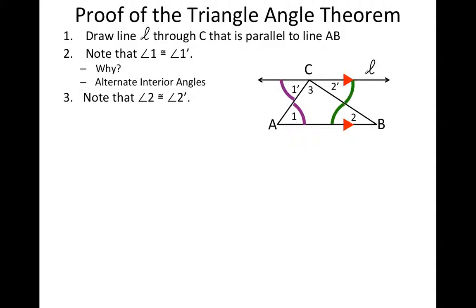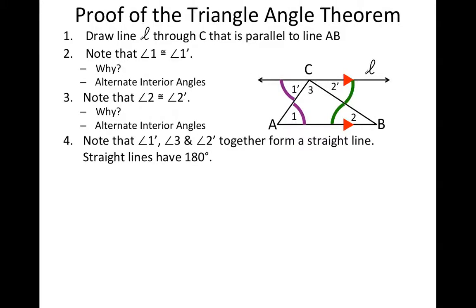Also note that angle 2 is congruent to angle 2 prime. Again, why is that? Because of the alternate interior angle theorem. Alternate interior angles are equal, or their measures are equal. Now note that angle 1 prime plus angle 3 and angle 2 prime together, they form a straight line. And straight lines have 180 degrees. So if angle 1 prime and angle 3 and angle 2 prime together add up to 180 degrees, then the same thing must be true for angle 1, angle 3, and angle 2.